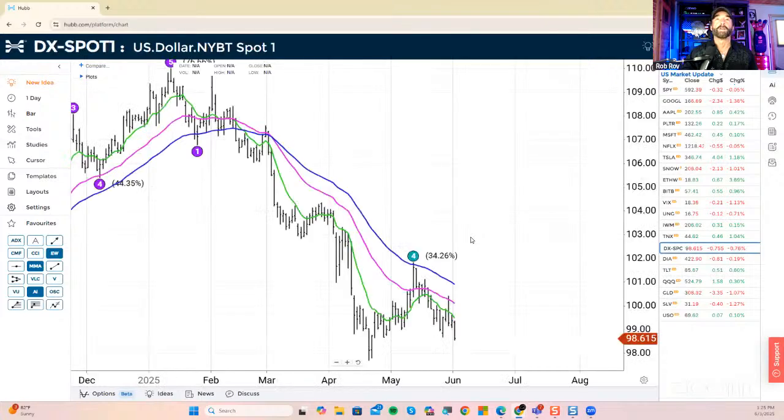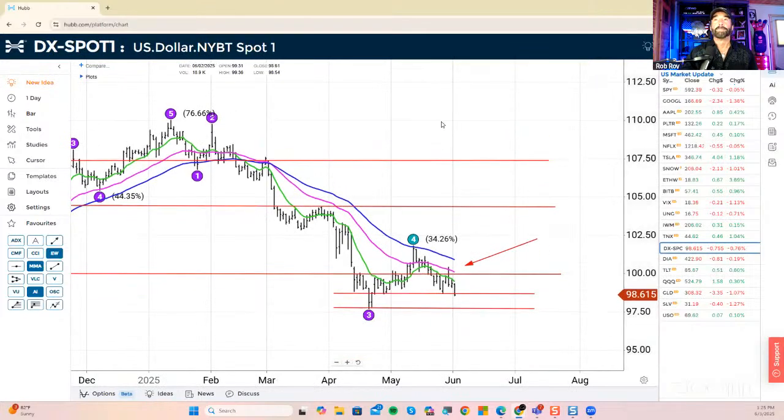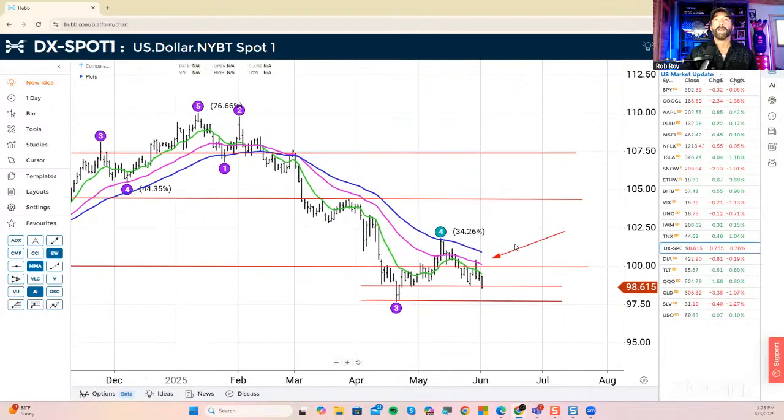Looking at the dollar, we traded down yesterday. As long as we don't take out this wave 3 low, I think we're okay. I like this consolidation right around the 100 level. I'd like to see the dollar trade between 100 and 104.